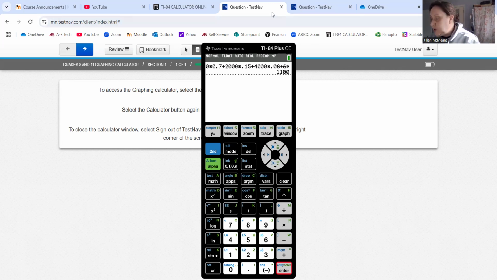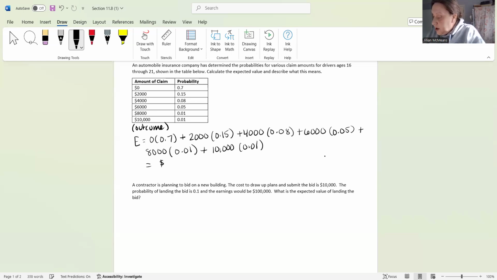So let's go back to our document. All right, so we have an expected value of $1,100, okay? This means, on average, if you had thousands of these drivers report claims, thousands and thousands of them, and you recorded the payout every single time, on average, the payout would be approximately $1,100.